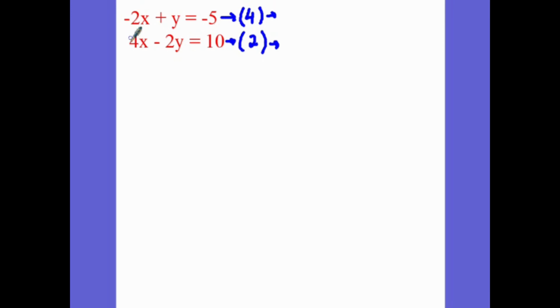The signs are opposite, so I just keep them positive 4 and positive 2. I multiply everything on top by 4. That gives us negative 8x plus 4y equals negative 20. On the bottom, we get positive 8x minus 4y equals positive 20.